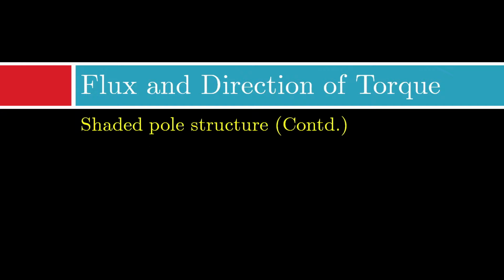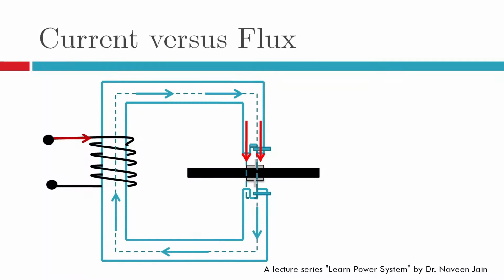So, our interest is to learn what is flux and what is the direction of torque in shaded pole structure, which we already discussed in our last lecture. So, current and flux basically are directly related to each other. In this context, I would like to ask you a question. What is reluctance? Reluctance is basically the opposition offered in a magnetic circuit to magnetic flux specifically. In other words, it is the ratio of magnetomotive force to the corresponding flux.